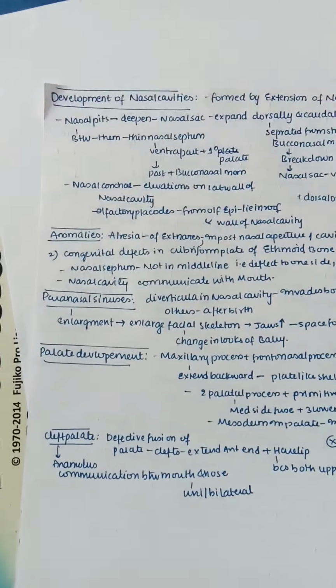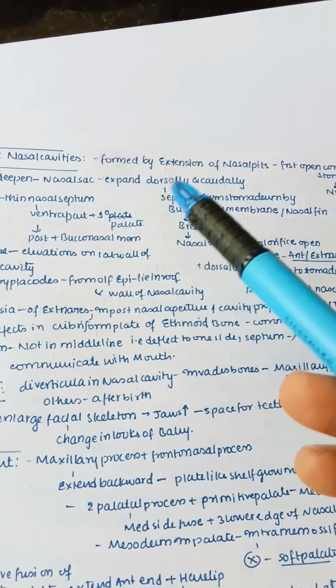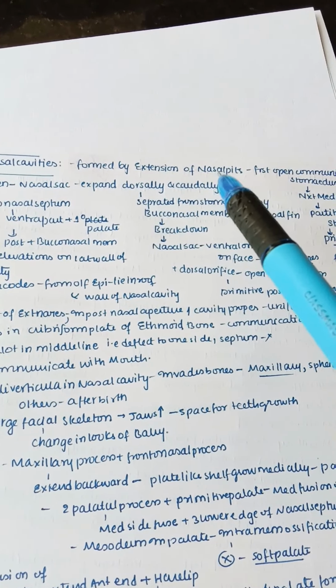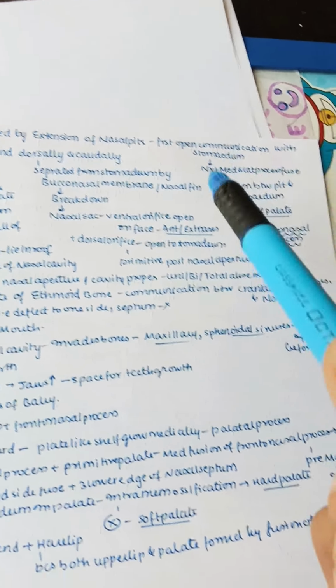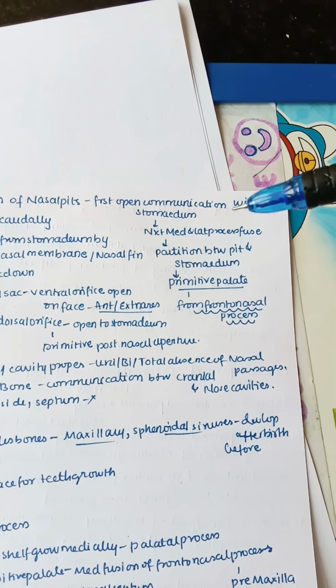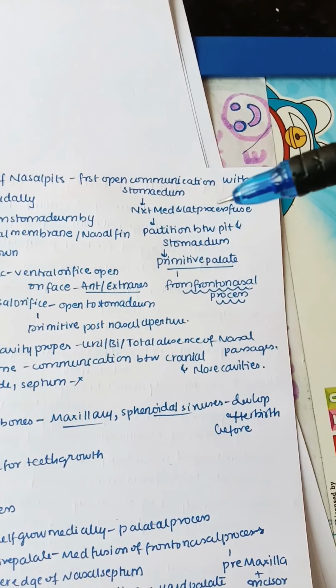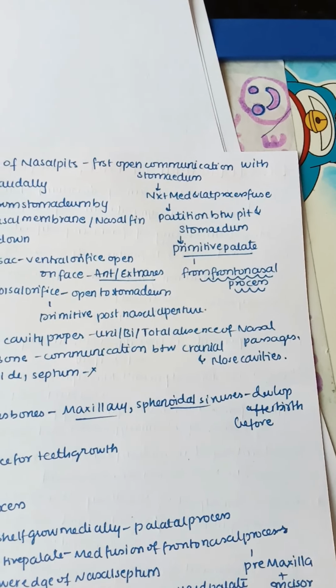Now we'll check out our theory part. The nasal cavity is mainly formed by extension of the nasal pits, as we saw in our diagram. So first there is open communication with the stomodeum, right? And next the medial and lateral processes fuse, and a partition between the pit and the stomodeum forms, which forms the primitive palate.